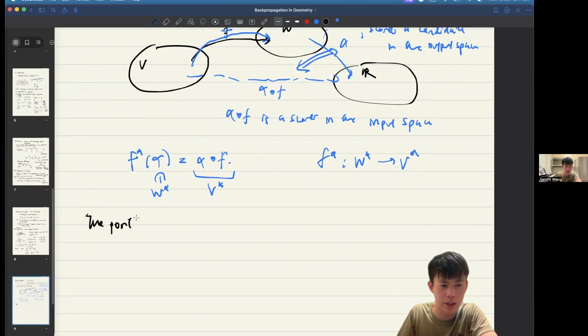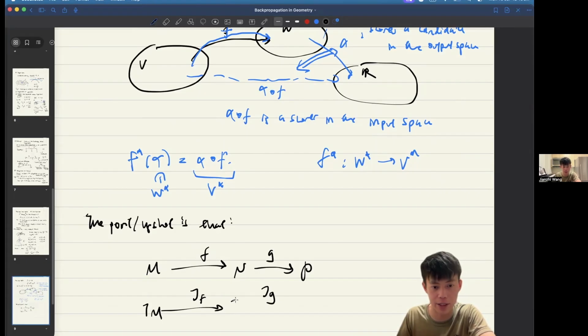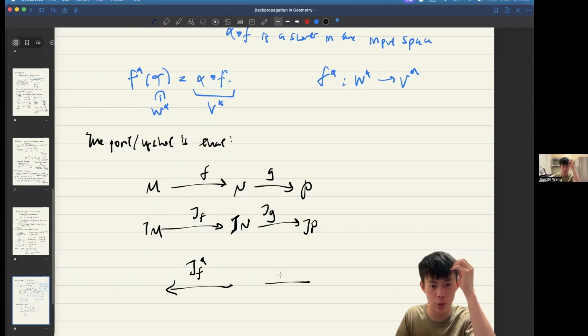So the upshot is that, remember we said that Jacobians are the push forward, right? If we have f, g being two composable functions between manifolds, the Jacobian will be linear transformations in their tangent spaces. But because they are linear transformations between vector spaces, they have their dual functions, which is J f star. It goes backwards. It goes from the cotangent space of P to the cotangent space of manifold N to the cotangent space of manifold M.